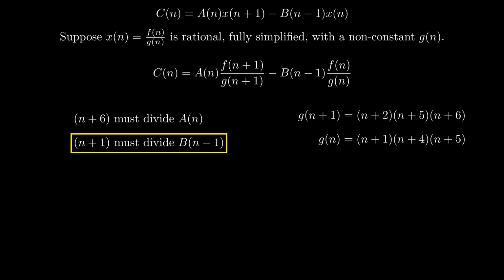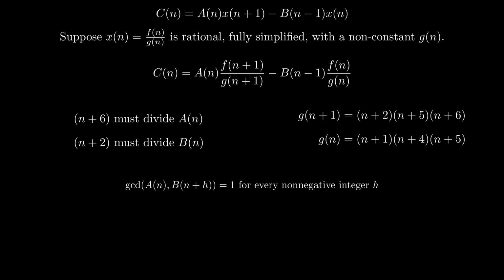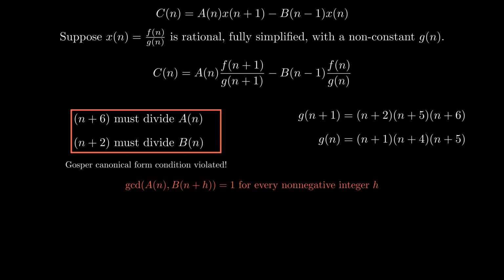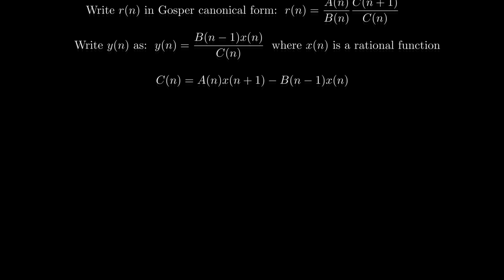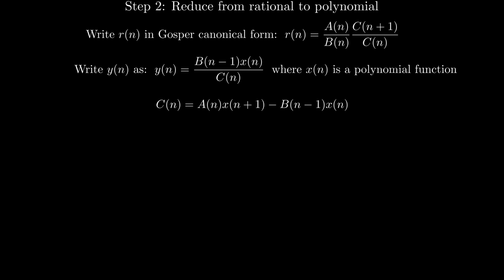If we shift b of n minus 1 up to b of n, we can see that the lowest factor of g of n plus 1 is in b of n, and the highest factor of g of n plus 1 is in a of n. This violates the constraint of Gosper canonical form that says that all of b of n must be to the right of a of n. Even in the case of the denominator being a single linear factor, we can't avoid this problem, which guarantees that the denominator can't have any linear factors. This means the denominator must be 1, proving x of n is a polynomial.